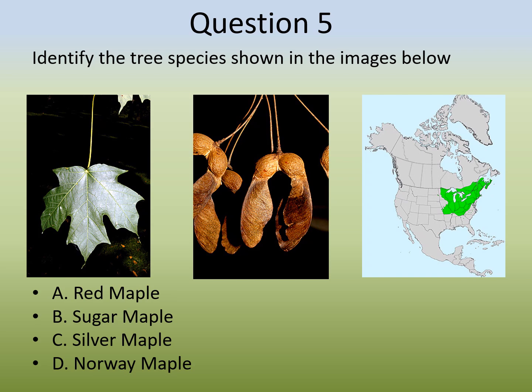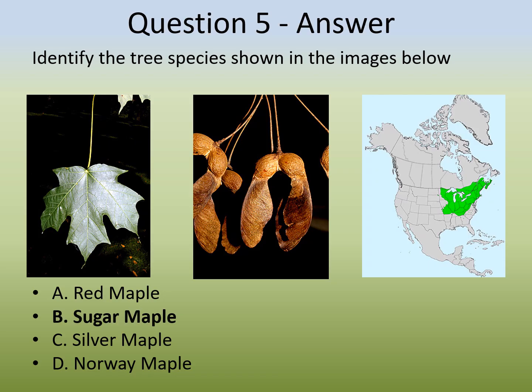Question 5. Looks like another maple species. Distinctive leaf shape there. A range in the northeast and lake states. Is it A, red maple, B, sugar maple, C, silver maple, or D, Norway maple? The answer is B, sugar maple.